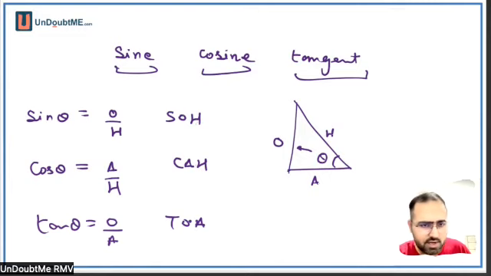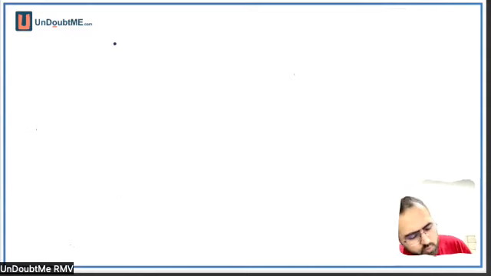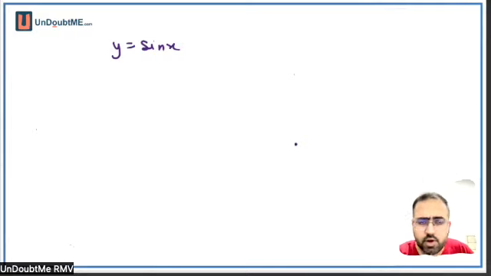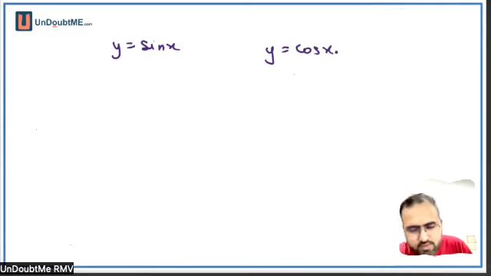Okay, just understand this thing that sine, cos, and tan, this SOHCAHTOA, is trigonometric ratio. Now, what do we call a trigonometric function? When I say y is equal to sine x, this is a trigonometric function. When I say y is equal to cos x, this is a function. Similarly, y is equal to tan x is also a function.